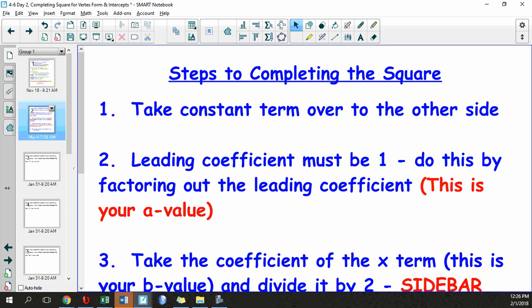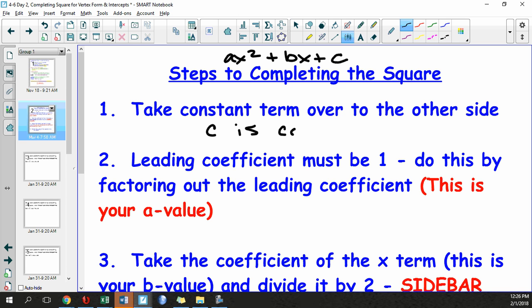Step 1, I need you to take your constant term over to the other side. Well, what is a constant term? Here is your formula, ax squared plus bx plus c. What is your constant in that formula? C is your constant. Your constant is the number without a variable. Okay?